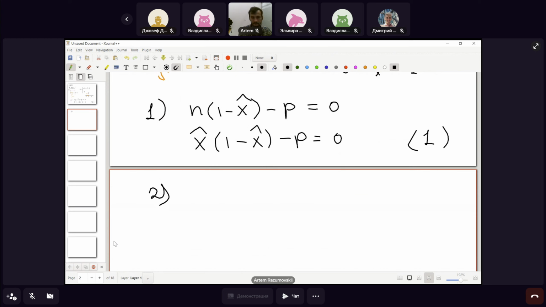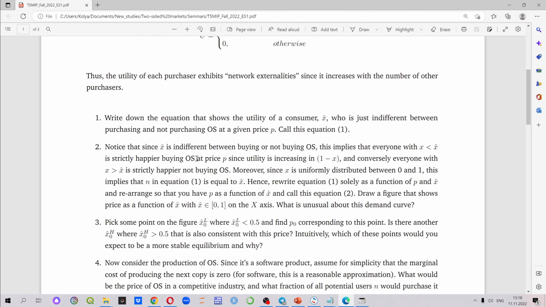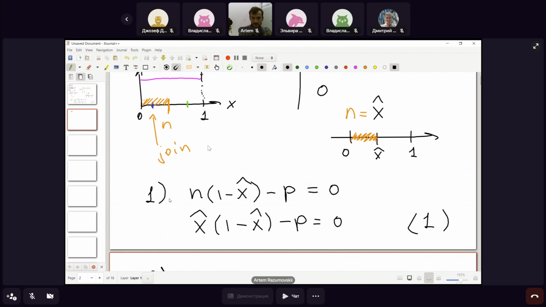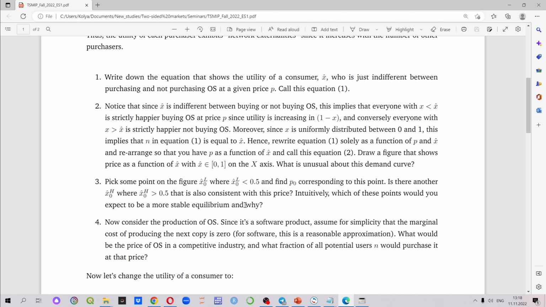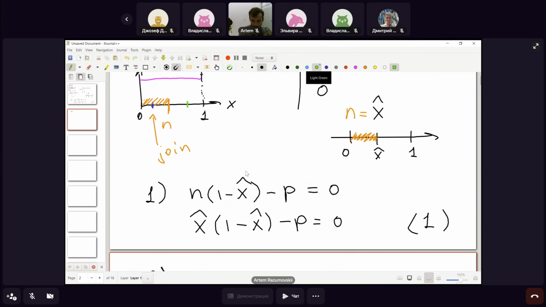What is there? Yes, those on the left side are strictly happier to buy the product, so they buy. So those on the right, and again, I will use the same color. So this share is 1 minus x hat. And on the left, we have, okay, once again, x hat. Oh, we already rewrote the equation, right?